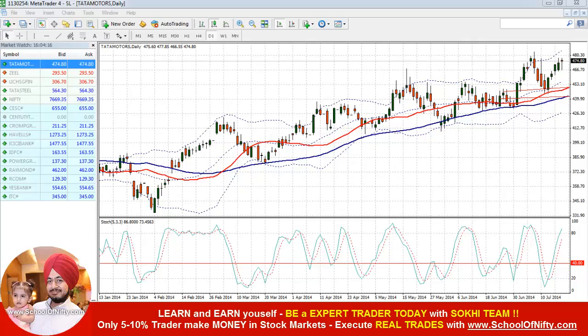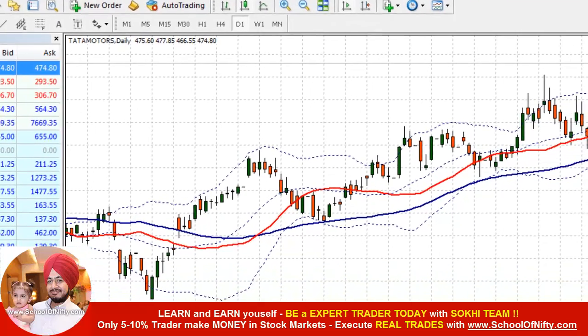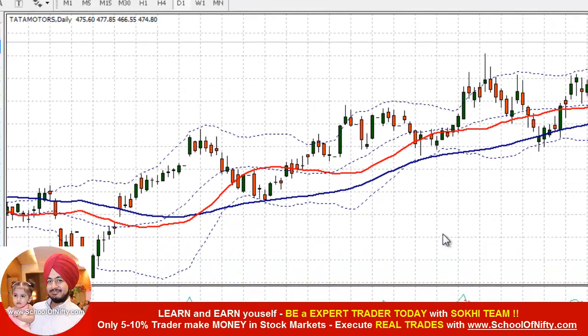Fine. So friends, this is the daily chart of Tata Motors, and the main moving averages which you need to deploy for short term trades or intraday trades are the 20 days moving average and the 50 days moving average. In this chart which you see, the red line is the 20 days moving average and the blue line is the 50 days moving average.